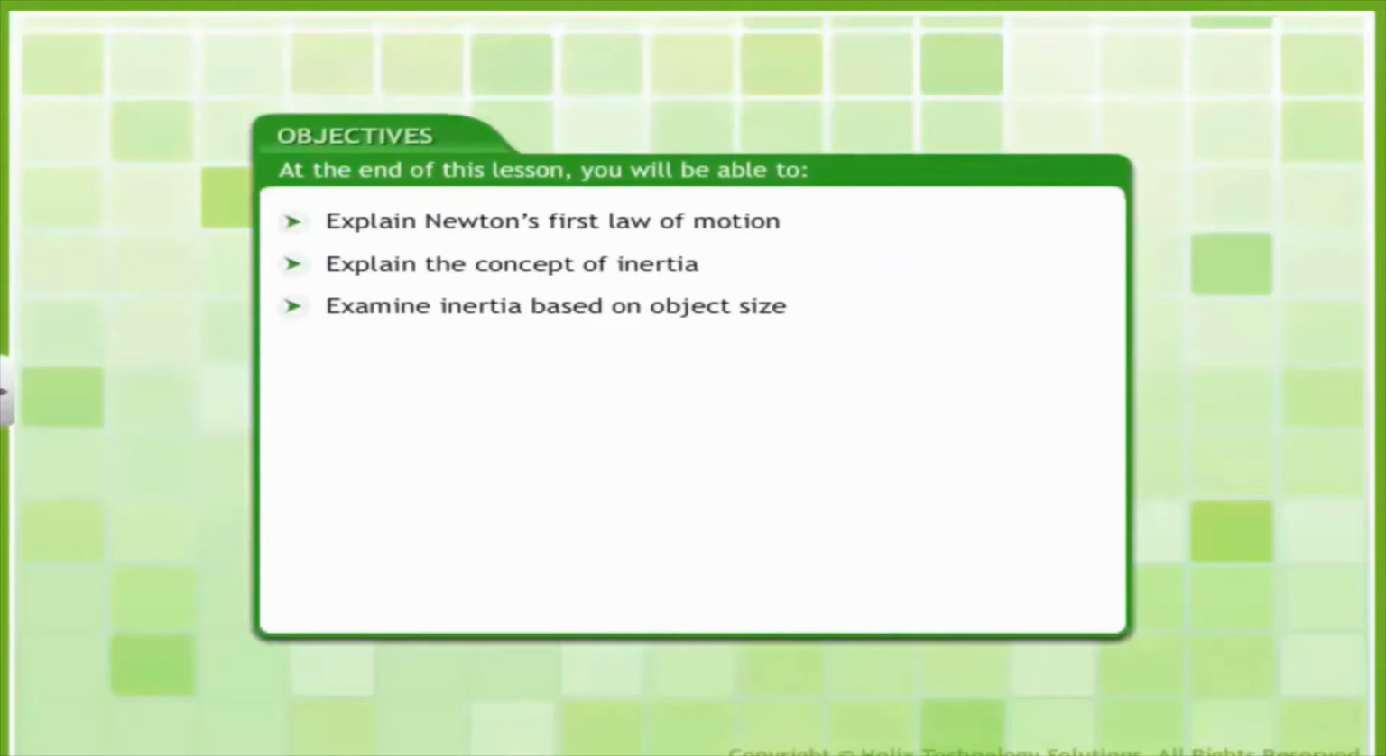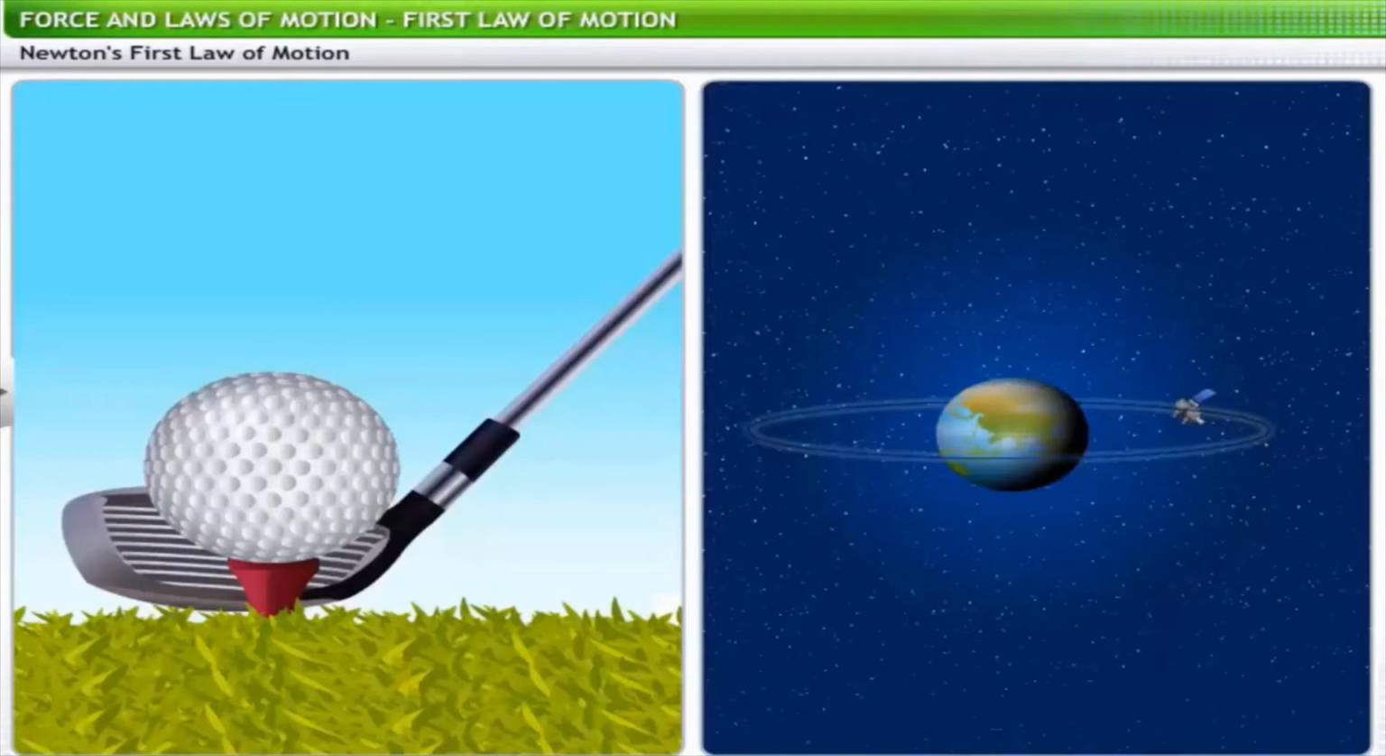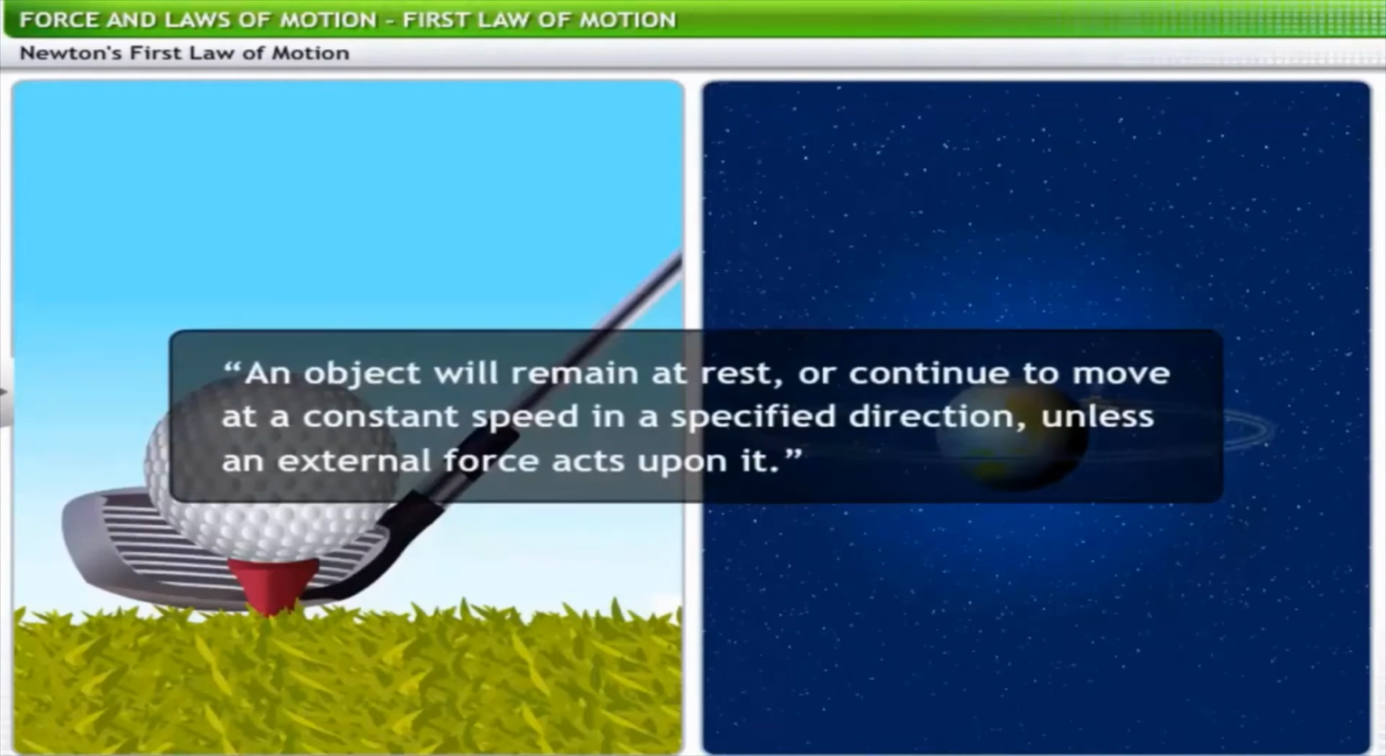In this lesson, you will learn about Newton's first law of motion and inertia. At the end of this lesson, you will be able to explain Newton's first law of motion, explain the concept of inertia, and examine inertia based on object size. Newton's first law of motion states that an object will remain at rest or continue to move at a constant speed in a specified direction unless an external force acts upon it. This law relates force applied on a body to the change in its velocity.